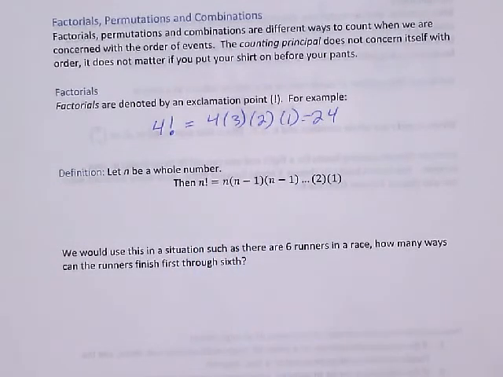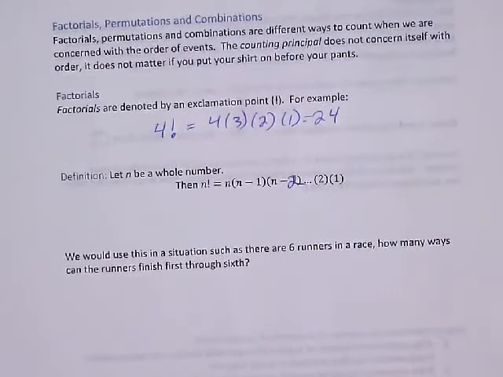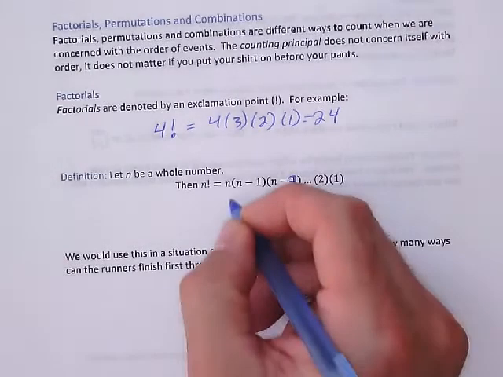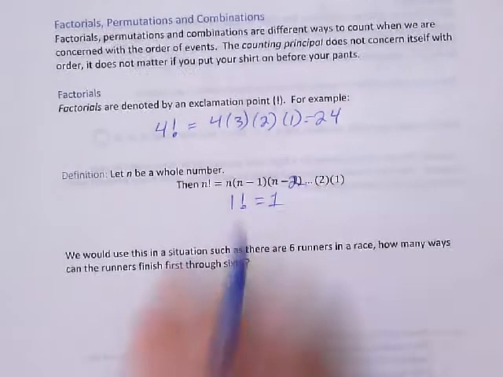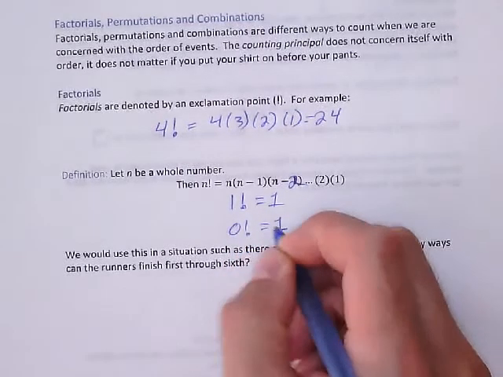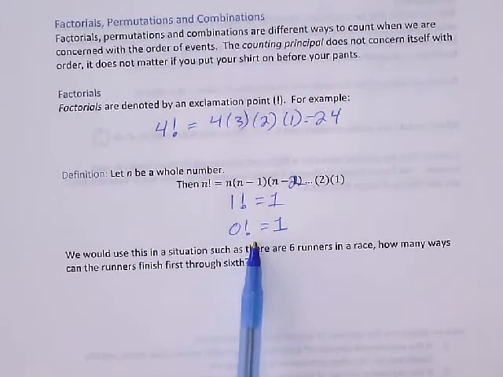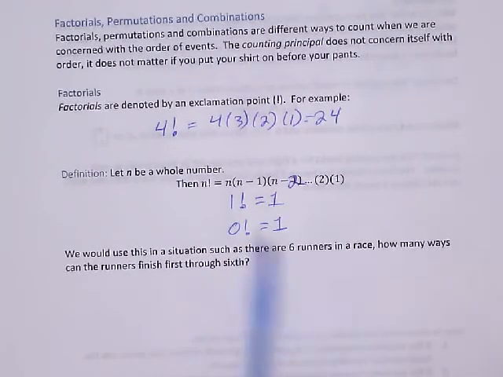Okay, so for any whole number n, n factorial is n times n minus 1 times n minus 2 and so on, down to 1. Some things that you should know: 1 factorial is 1. And 0 factorial is also 1. This one sometimes confuses people because if you think about ways to do something, if you only have one thing to do, there's only one way to do it.